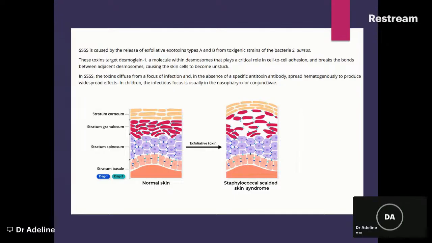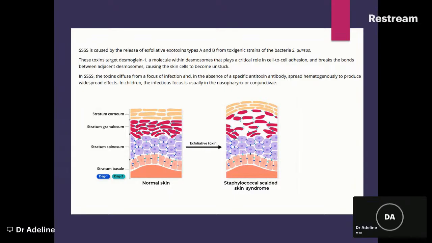Staphylococcal scalded skin syndrome is caused by the release of exfoliative exotoxins type A and type B, mainly from Staph aureus. These toxins usually target desmoglein, which is a molecule within the desmosomes. These desmosomes are mainly required for cell to cell adhesion. So, as a result of these toxins affecting the desmosomes, the bonds between adjacent cells are broken and the skin cells become unstuck.